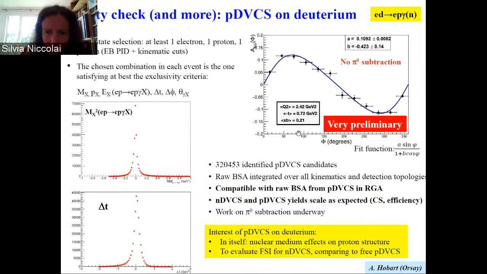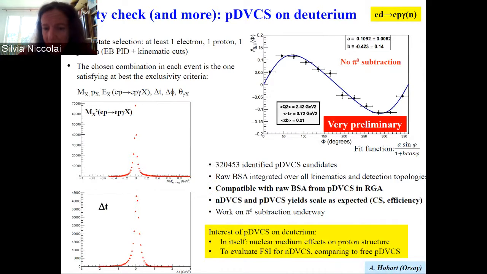So another nice thing that this cross-check on PDVCS gave us is that the NDVCS and PDVCS yields seem to scale as expected, keeping into account the different expected cross-sections and the different detection efficiency for proton and neutron. And also for proton DVCS, we are working on pi-zero subtraction, because aside from checking that our helicity and data analysis is correct, this channel has also other interests.